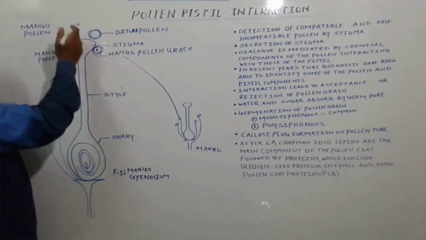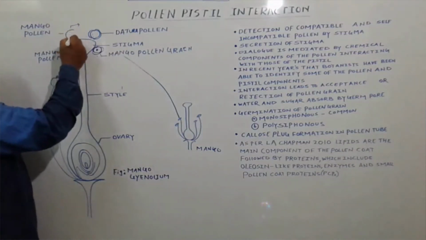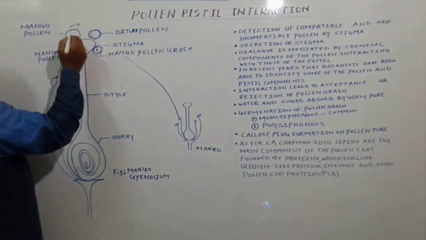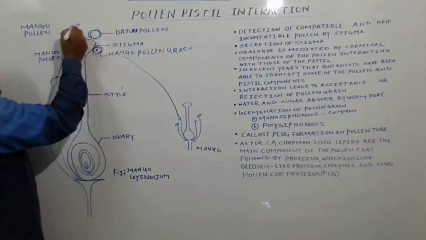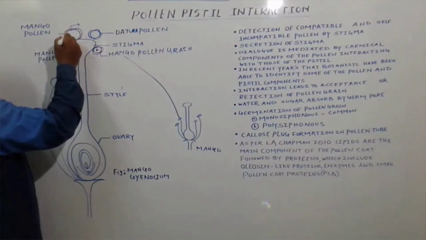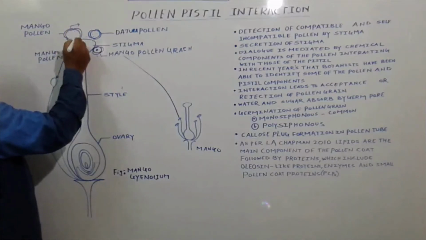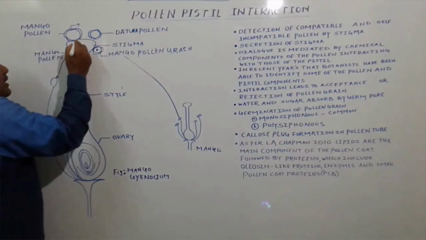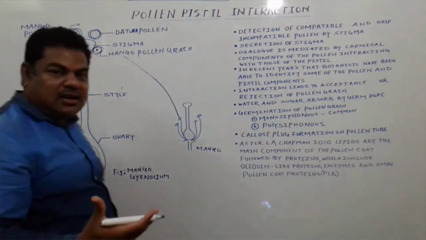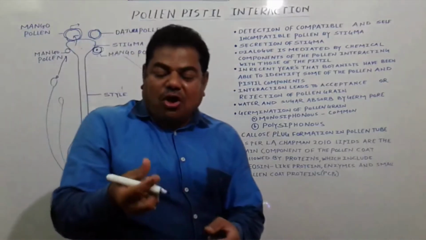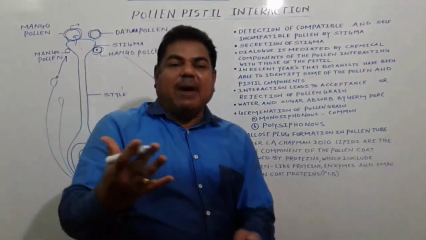The pollen grain moves like this, adheres here, and the germ pore comes close to the stigma like this. It shows the movement, and through this germ pore, the pollen grain absorbs water and sugar from the sticky stigma.